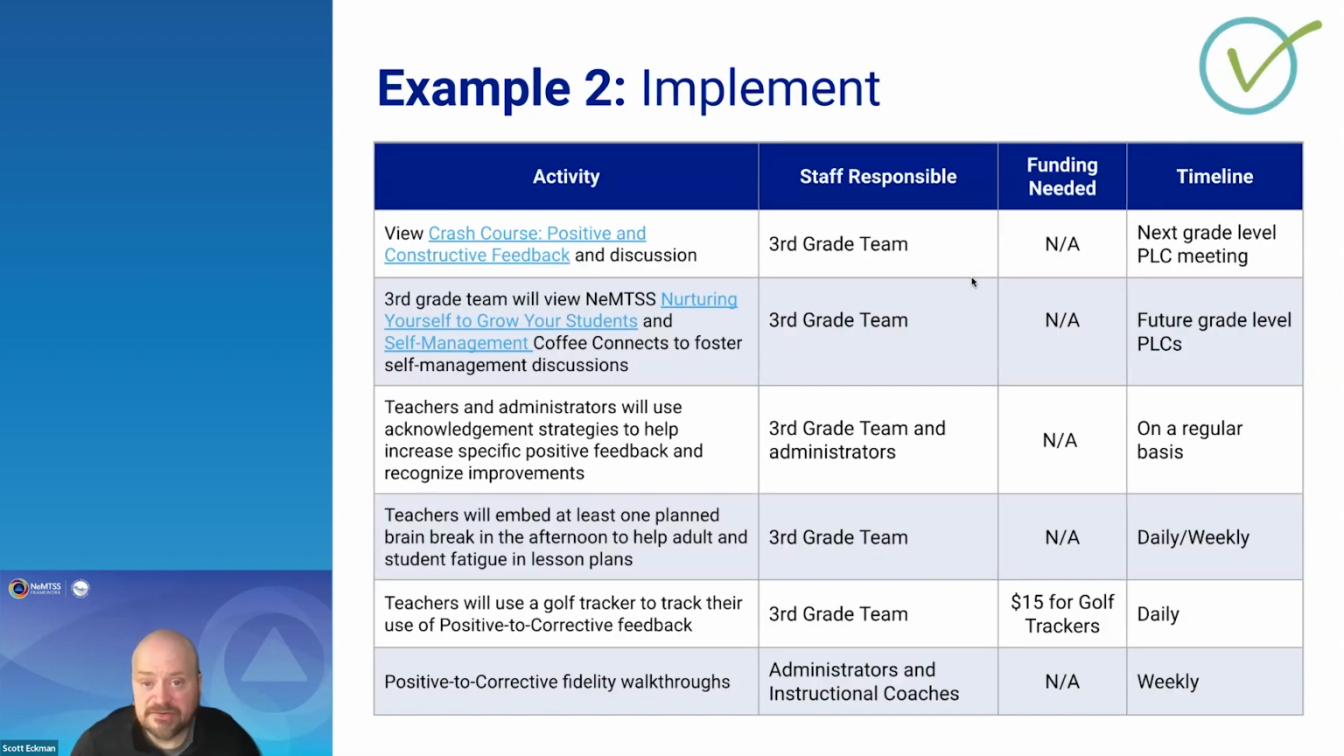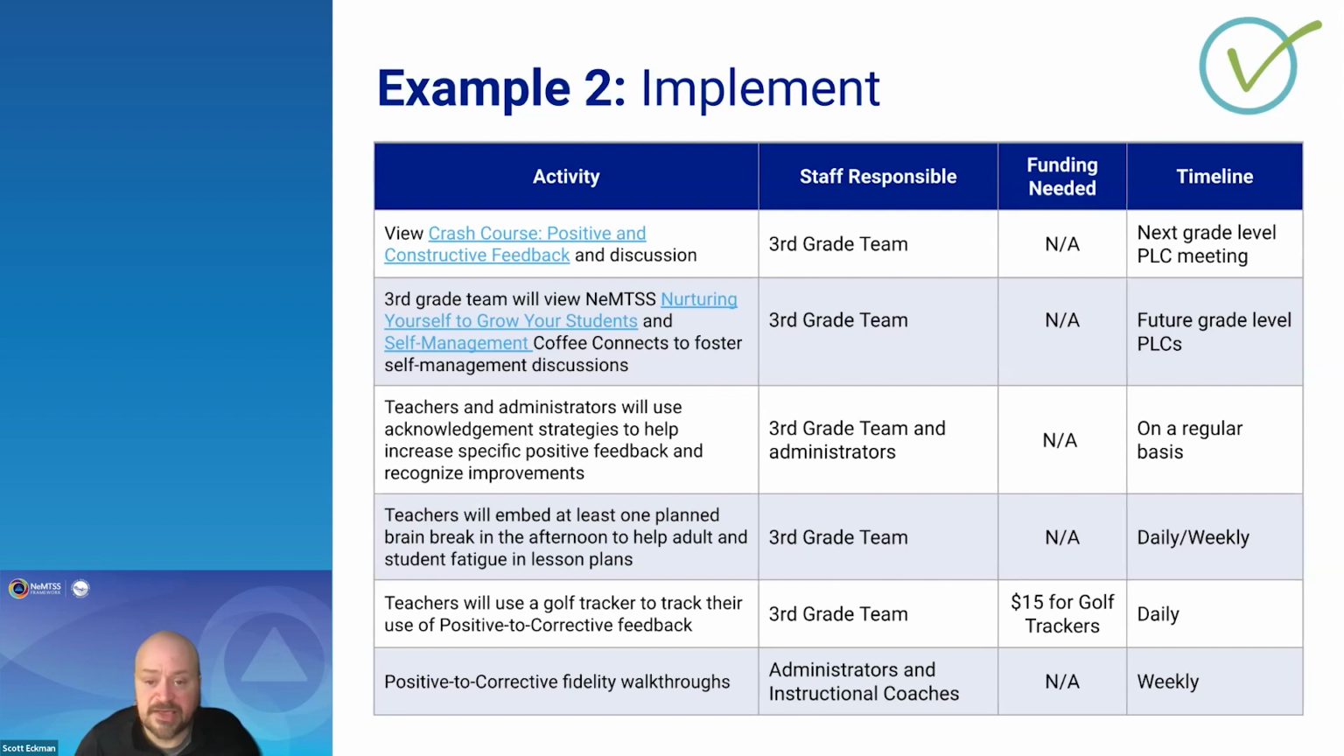So the third grade PLC is going to start their implementation plan by first viewing the positive and constructive feedback webinar and engaging in discussions that are embedded within it at their next PLC. In future PLC meetings, the third grade team will also be utilizing the Nebraska MTSS SEBL Coffee Connect videos, specifically around the nurturing yourself to grow your students recording and the self-management recording to foster continued discussions about strategies to self-manage and regulate to combat afternoon fatigue.